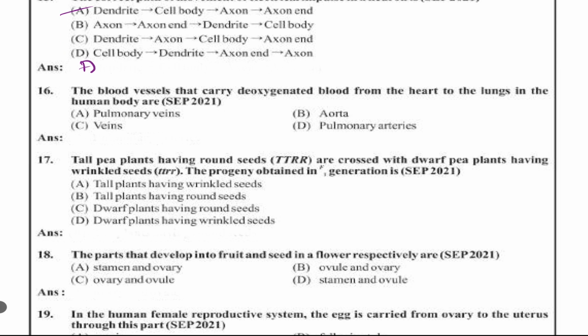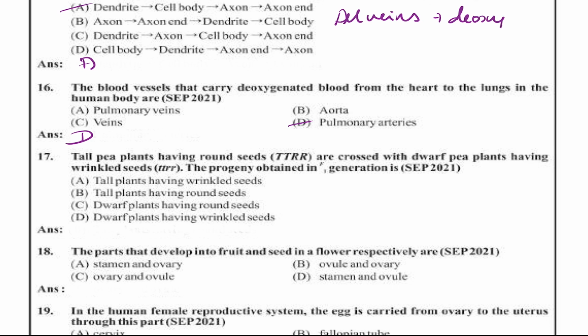Coming to 16th question. The blood vessels that carry deoxygenated blood from the heart to the lungs in the human body are, it is nothing but the pulmonary arteries. That is option D. We should keep in mind that all the veins are going to carry deoxygenated blood except pulmonary vein. So pulmonary vein is going to carry oxygenated blood.